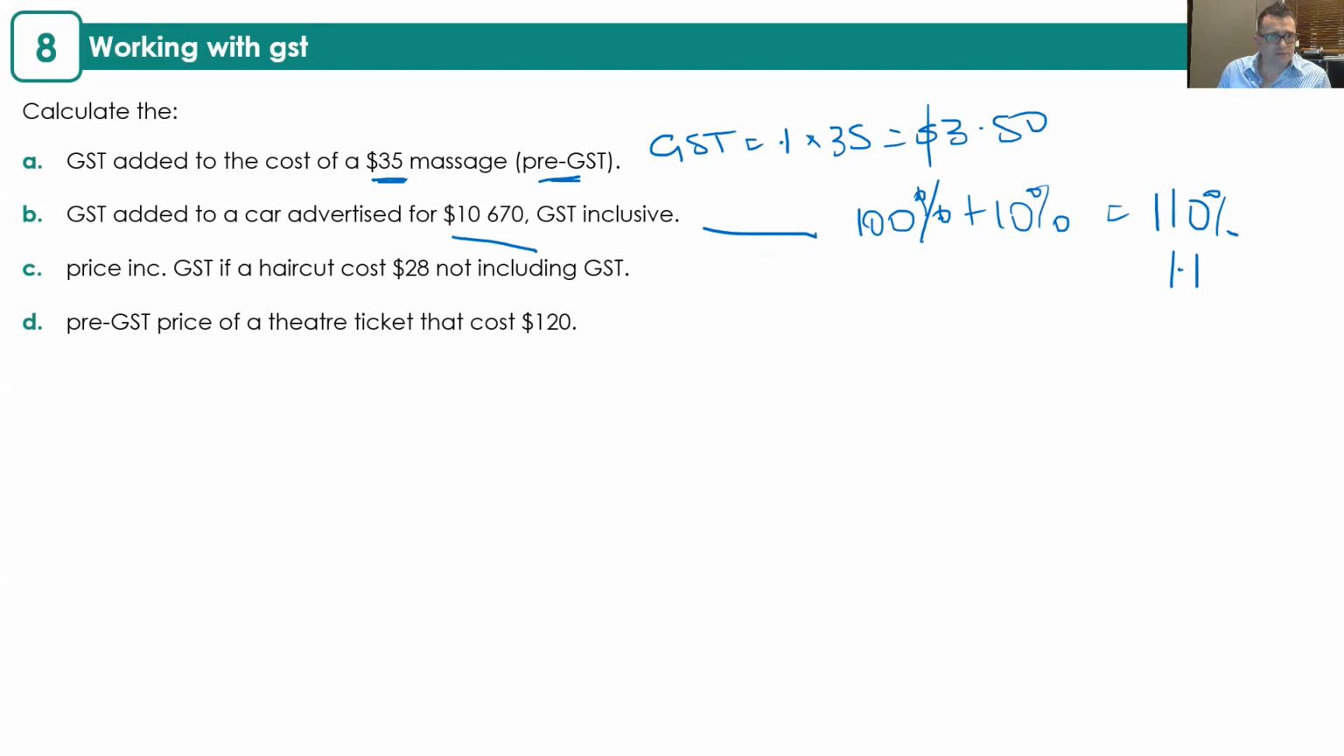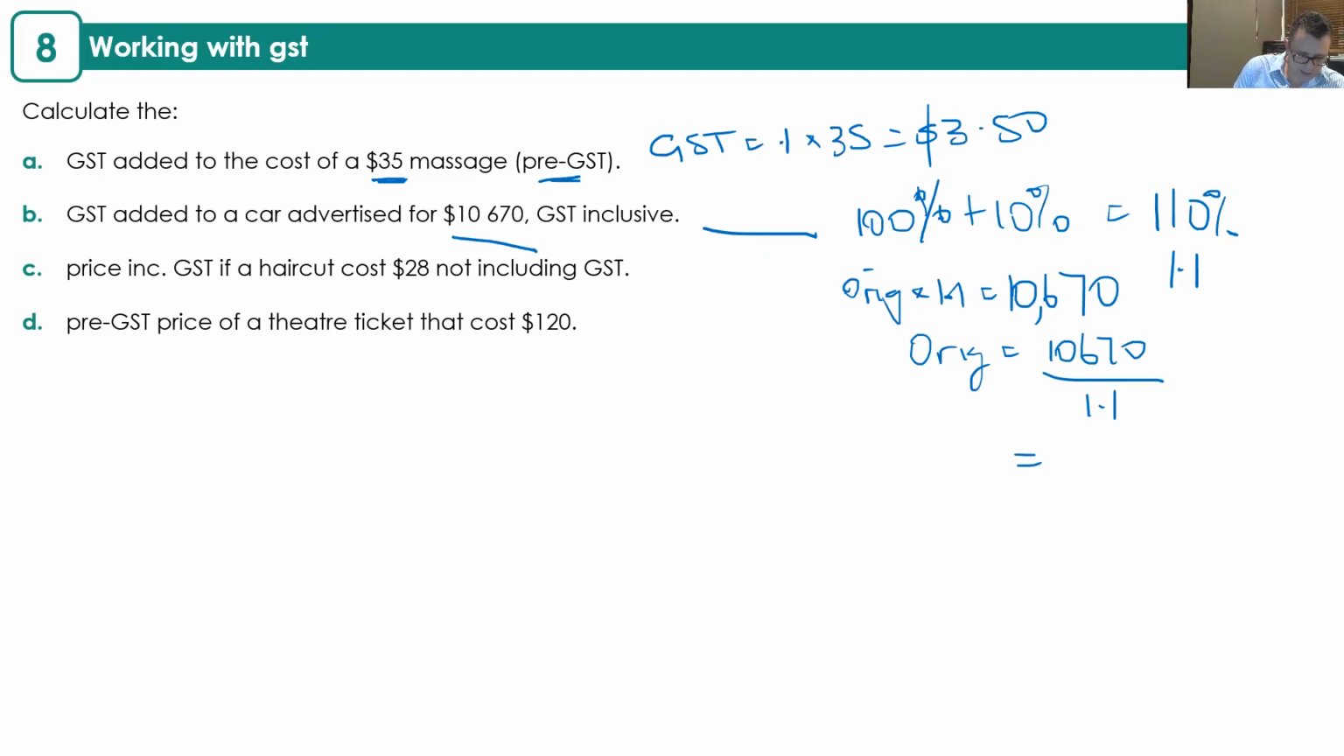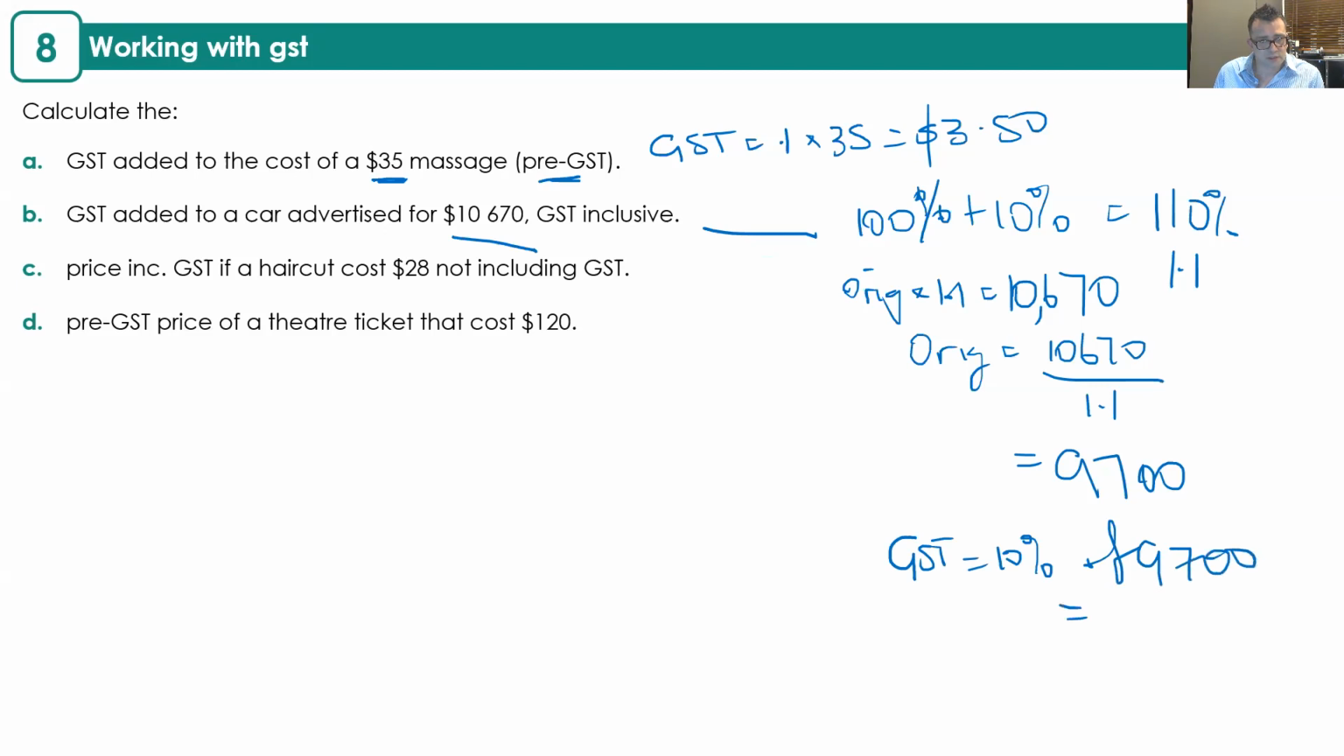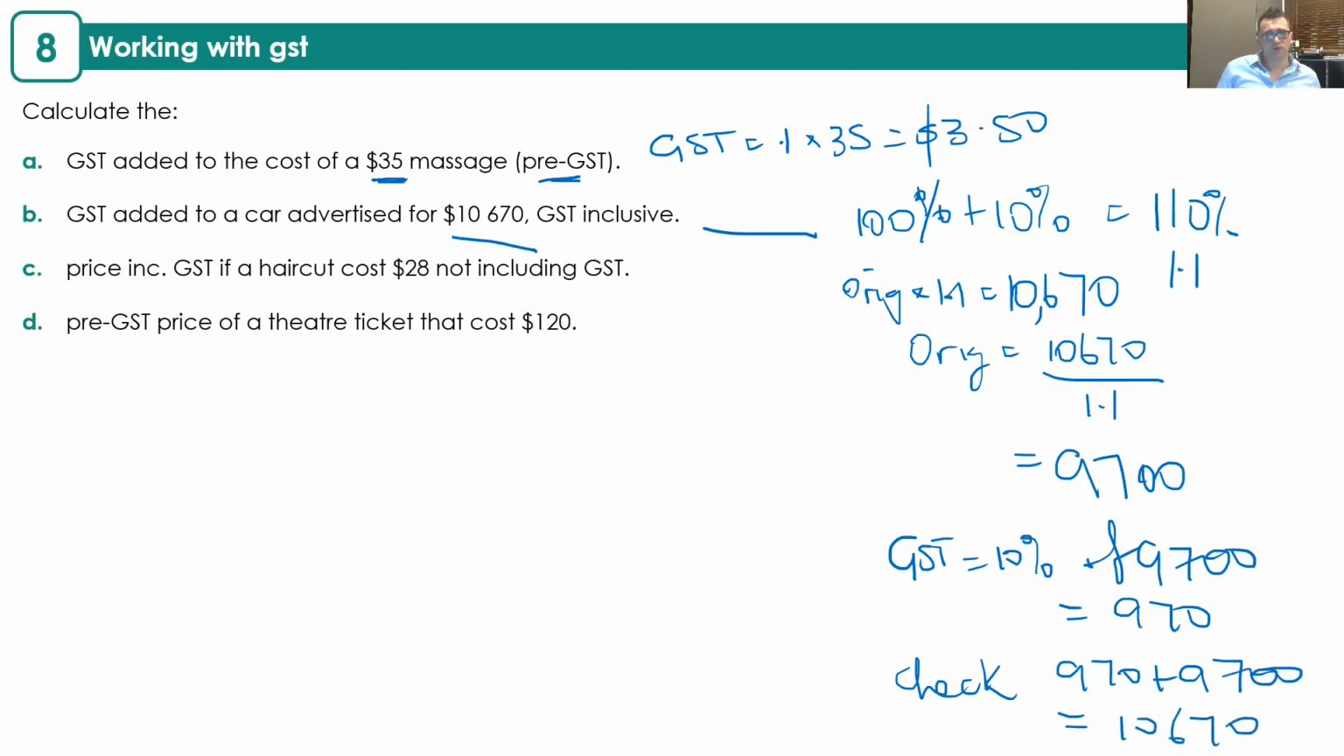So what we can do is we can say, well, the original times 1.1 equals 10,670. So the original equals 10,670 divided by 1.1. So our original price was 10,670 divided by 1.1, which is 9,700. So our GST is the difference between the two, or we could just multiply that. So GST equals our 10% of the 9,700, which is 970. And we can certainly check: 970 plus 9,700 is 10,670. So that has worked out.